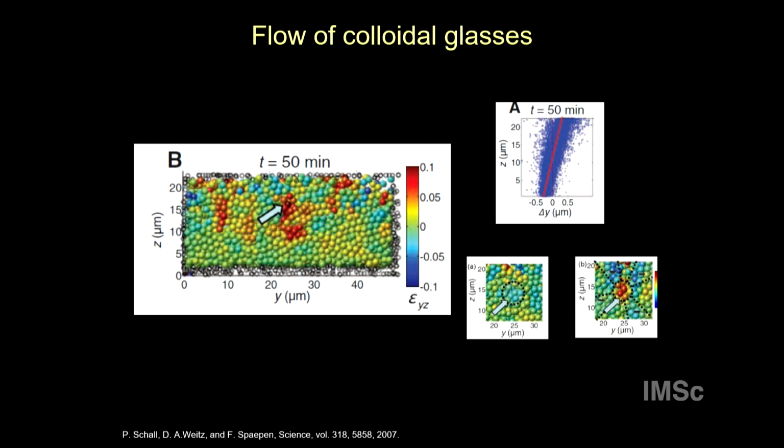I don't know why, but in 2007, Peter Schall and Spaepen and co-workers did this experiment where they used dense colloidal suspensions as models for amorphous systems, and then sheared these materials, and they could see some very interesting things. The strain values of these particles are color coded. Positive, red color means deformation in the direction of the applied shear, and blue color indicates the opposite direction. They found a very heterogeneous strain field, and this is the macroscopic deformation that they had in the system.